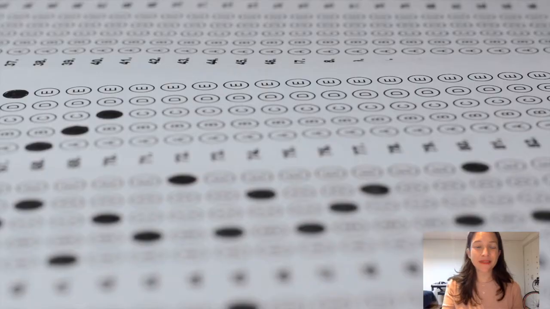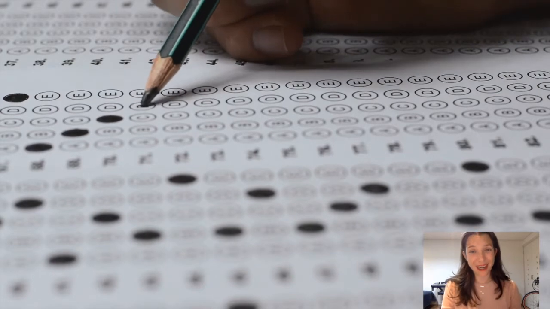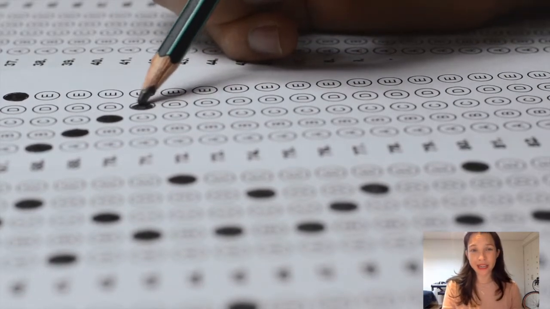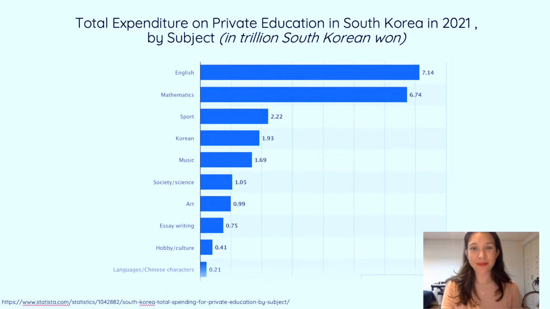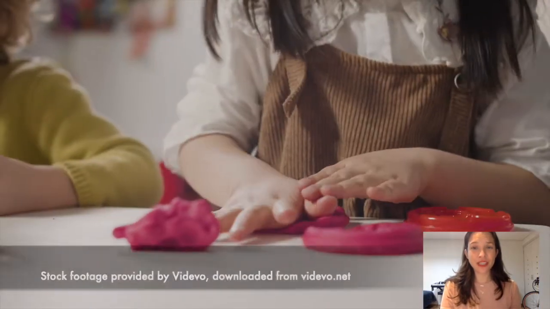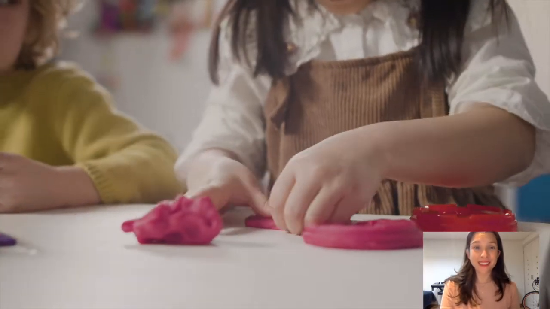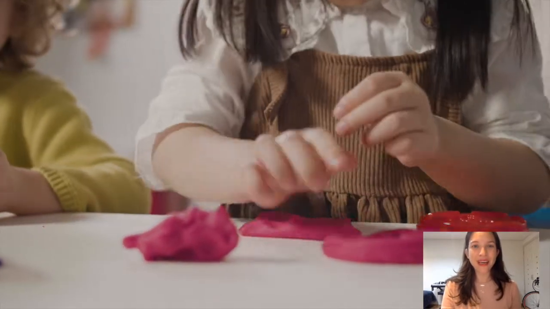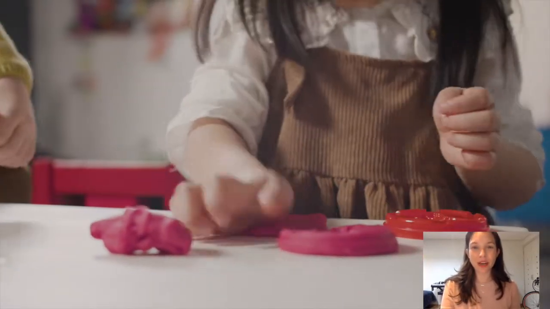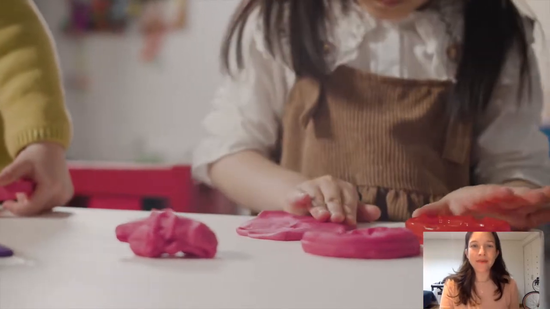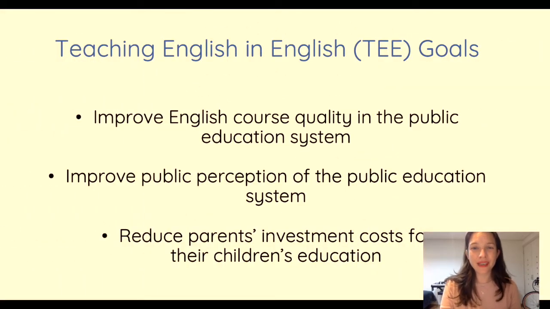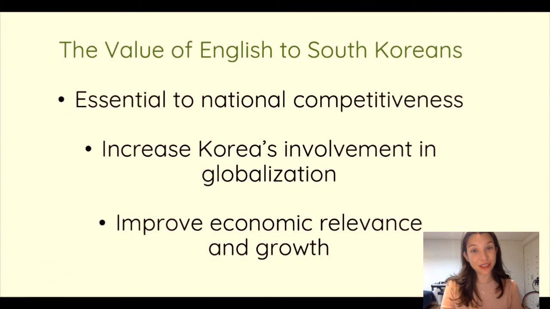English is an important and difficult component of the university entrance exam, which students prepare for from a very young age. Parents invest a significant amount of money into their children's education to give them a competitive edge, paying for private education, and sometimes even sending their children overseas to gain real-world language exposure. After the Asian financial crisis and amidst the economic uncertainty that was pushing parents to attain better education for their children, the government saw the need to improve the public education system and public perception of it. They also sought to reduce costs parents were investing in private education. TEE was the government's solution to these issues.